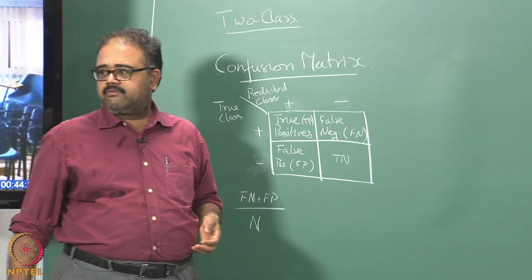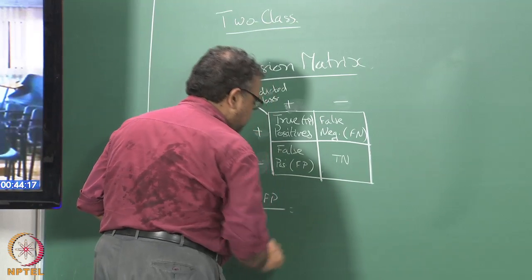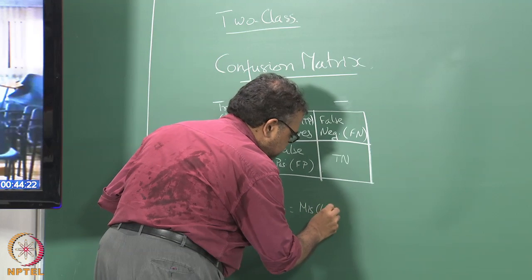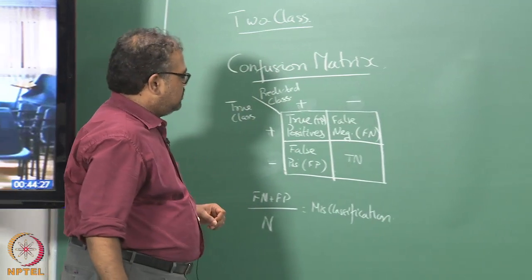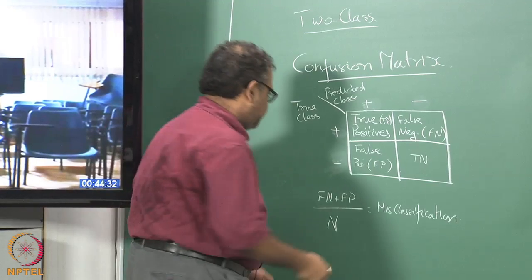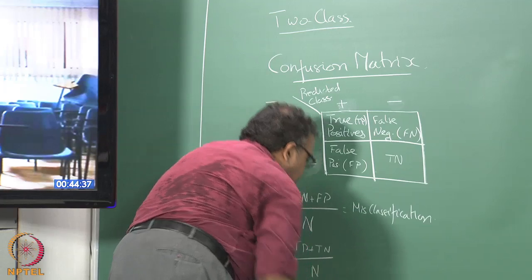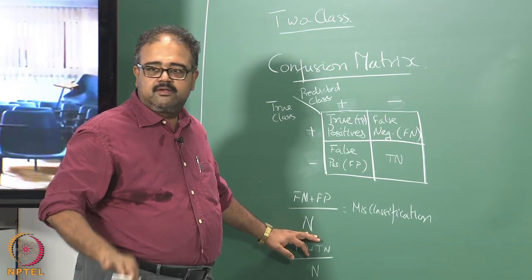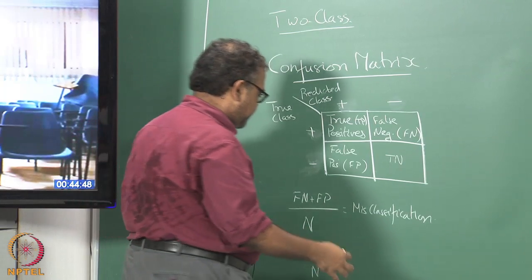Where n is the total number of data points, right. This is misclassification. So what about accuracy? So n is the total number of data points, okay, it is not the total number of negative points, in case somebody is worried about that. But I need a symbol for the total number of negative points also, so I will introduce something later, right.